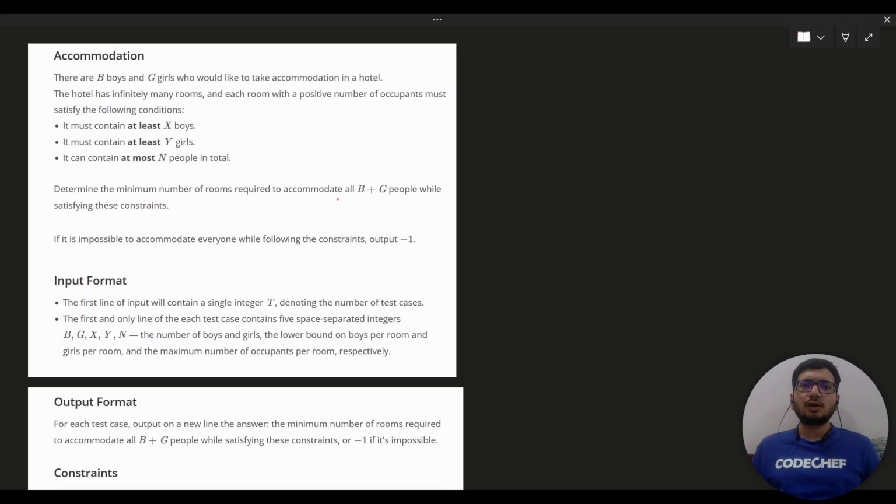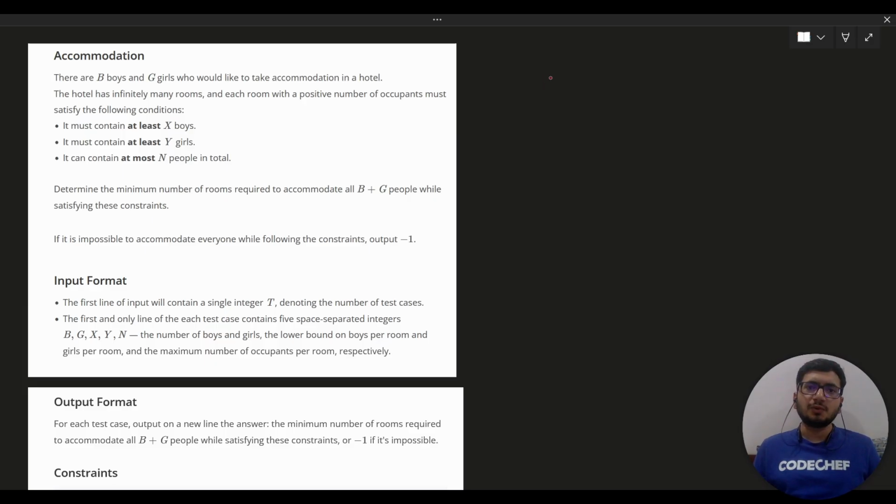The problem is accommodation. The problem difficulty is easy, and there are no prerequisites. Let's have a read at the problem. There are B boys and G girls who would like to take accommodation in a hotel. Now, the hotel has infinitely many rooms, and each room with a positive number of occupants must satisfy the following condition. A room must contain at least X boys and at least Y girls. Additionally, it should contain at most N people in total.